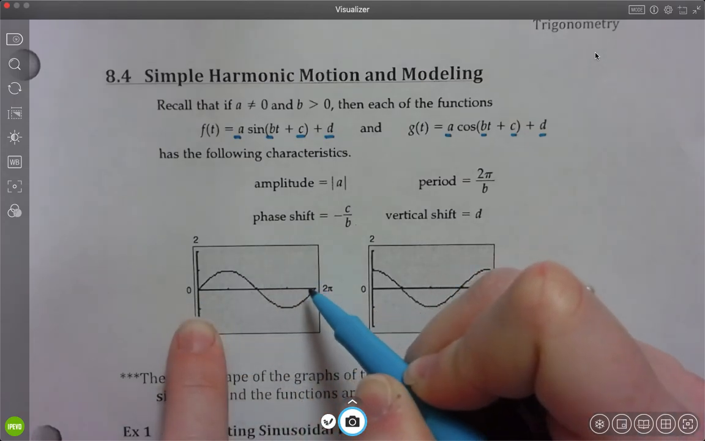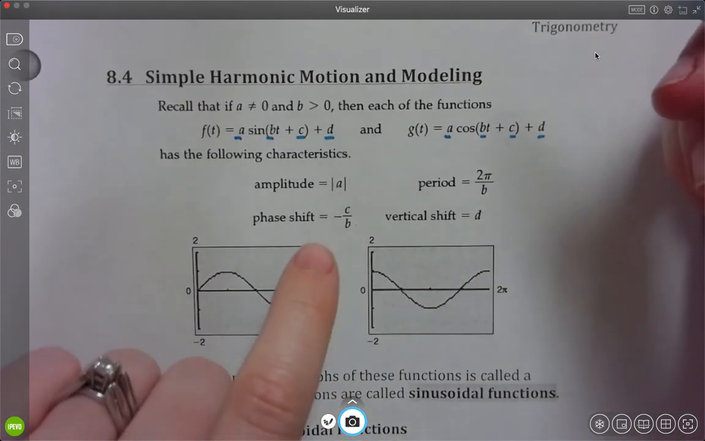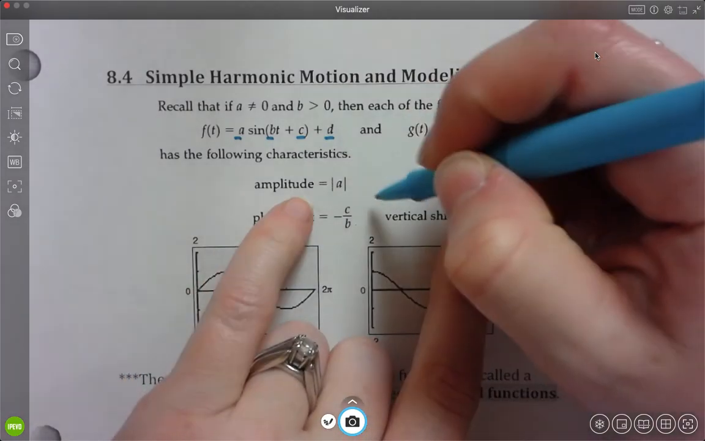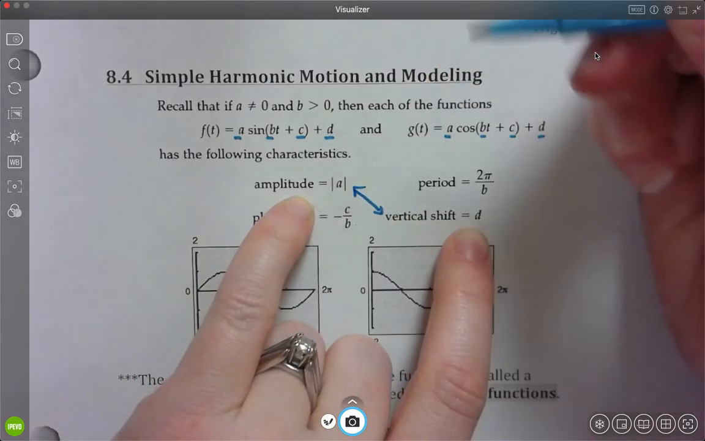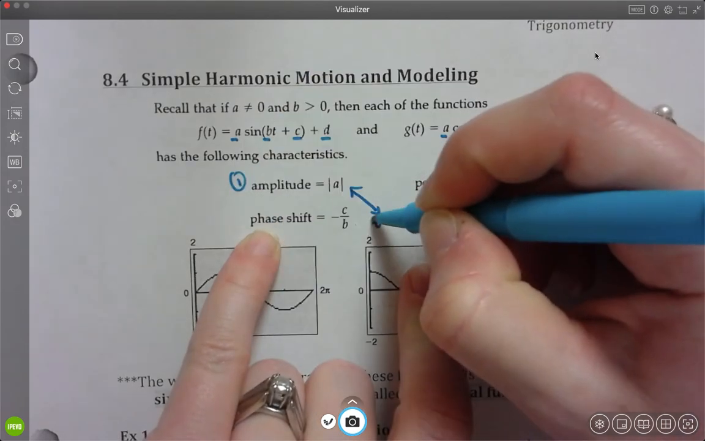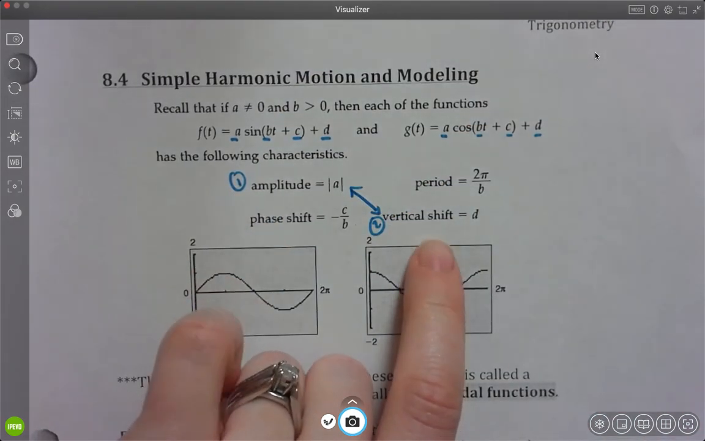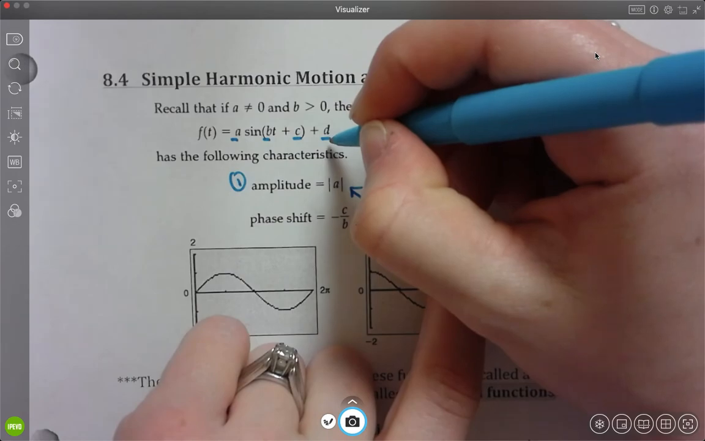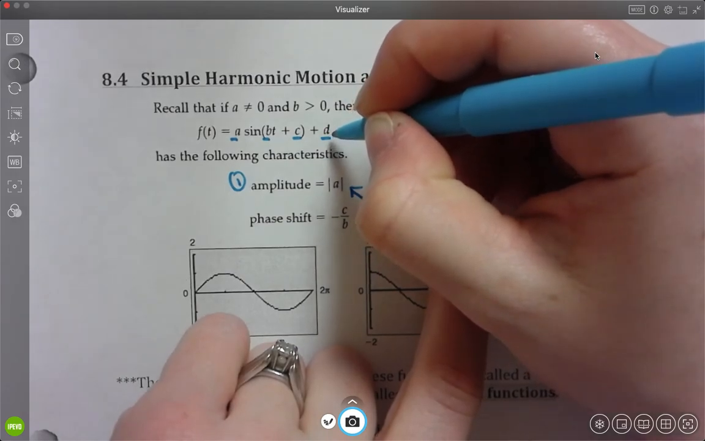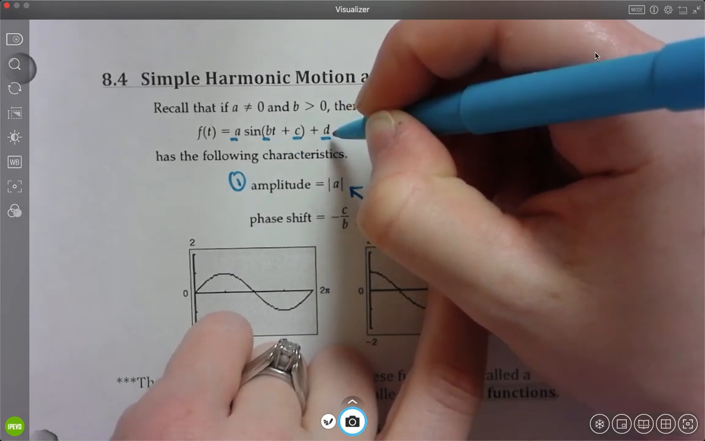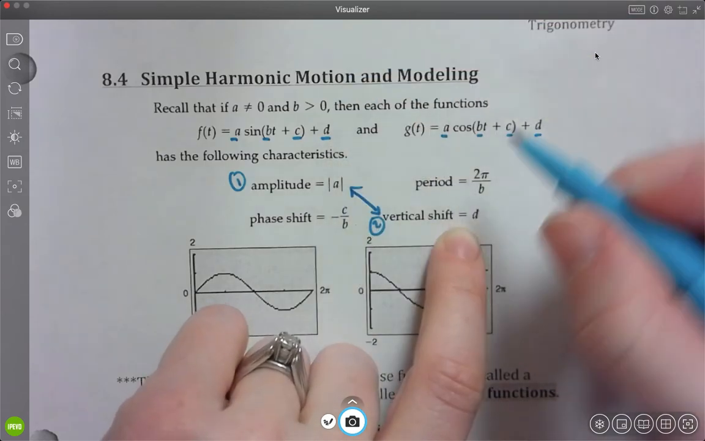Okay, let's go to vertical shift. These two are the two that I think are the easiest, so I usually do this one first and then this one second, because those are the two easiest ones. The vertical shift is just represented by that D value. If it's positive, it's going to be shifted up. If it's negative, it's going to be shifted down.